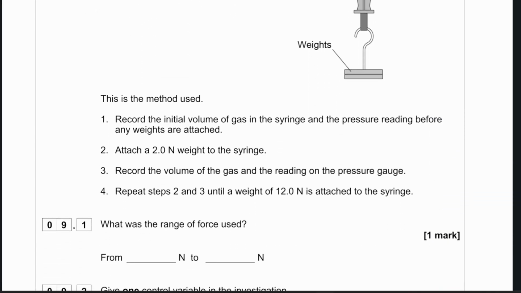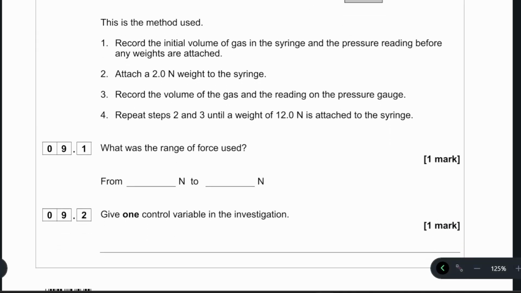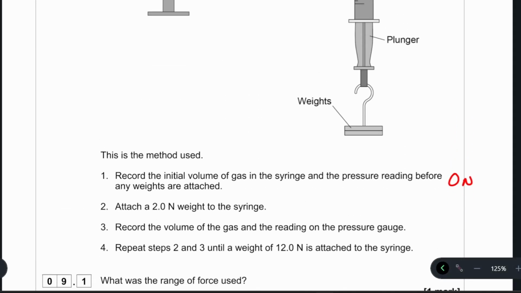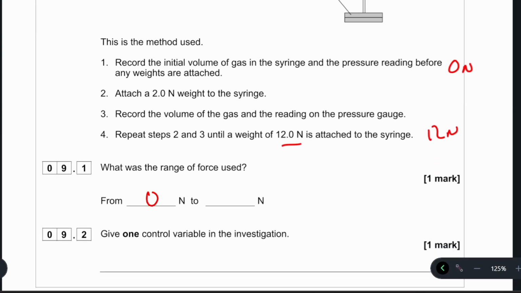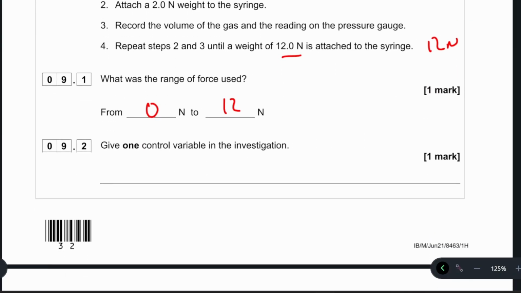They record an initial volume of gas in the syringe and the pressure reading before any weights are attached. They attach a 2 Newton weight to the syringe, then record the volume of the gas and the reading on the pressure gauge, and they repeat steps 2 and 3 until a weight of 12 newtons is attached to the syringe. So what was the range of force used? Well, we can see in step 1 we had 0 newtons of force being used, and in step 4 we've got 12 newtons of force. So it goes all the way up to 12 newtons. So the range is going to be from 0 newtons to 12 newtons.